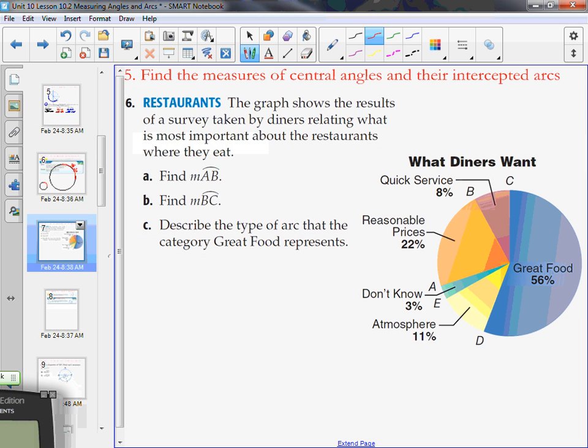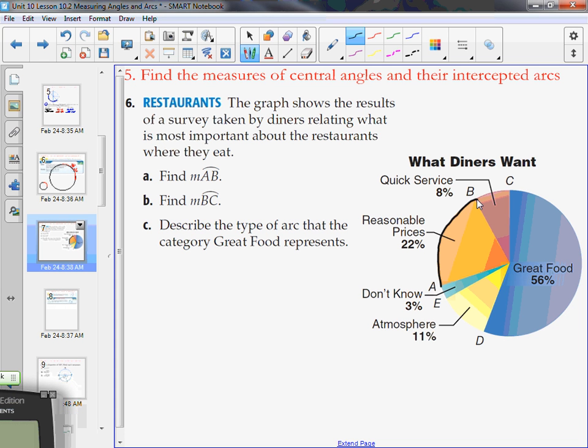Number 6 from your assignment. The graph shows the results of a survey taken by diners relating what is most important about the restaurants where they eat. Part A wants us to find the measure of arc AB. We'll look over here. Here's arc AB, and that arc is 22% of the whole circle.